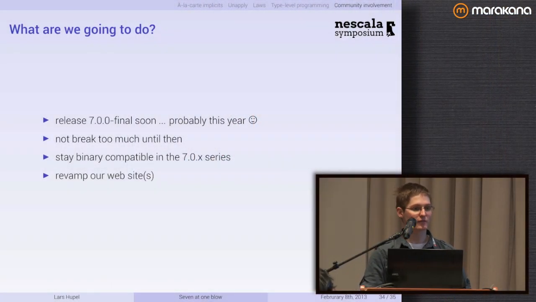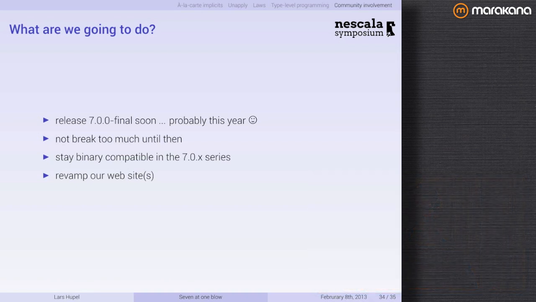So what are we going to do? We will release the final version soon, probably still this year. And we also promise to not break too much until then. Also on my agenda is to revamp the website, as we still have this Google Code wiki and stuff like that, and I hope to replace that with something more beautiful.